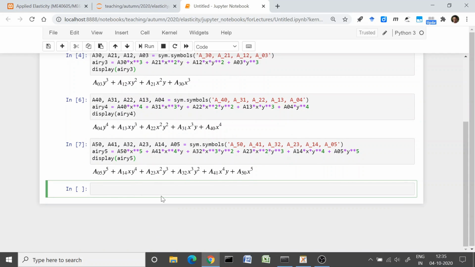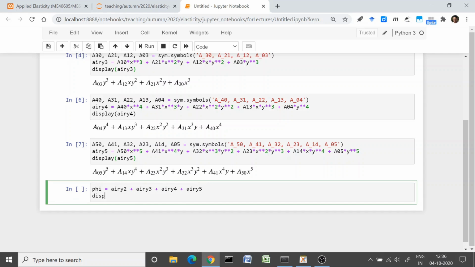Alright, now all that we have to do is to combine all of them into a phi. I might have as well called that Airy or rabbit or tiger, doesn't matter, and I just add them up. Airy 2 plus Airy 3 plus Airy 4 plus Airy 5, and I display this.